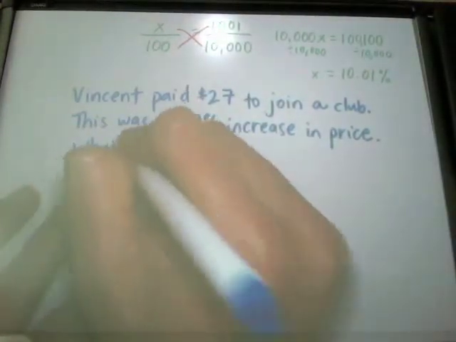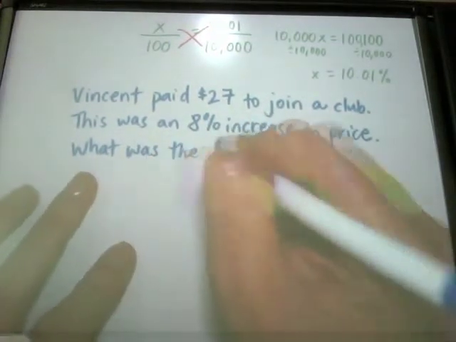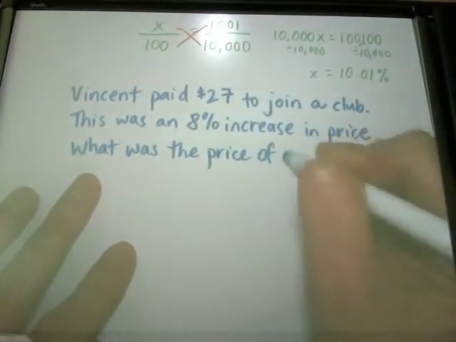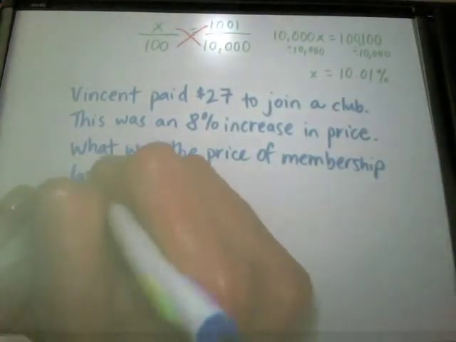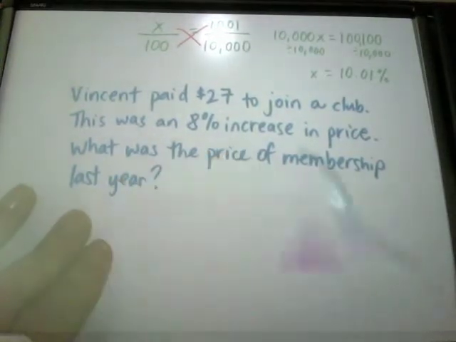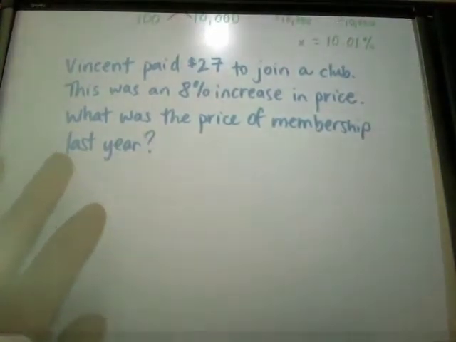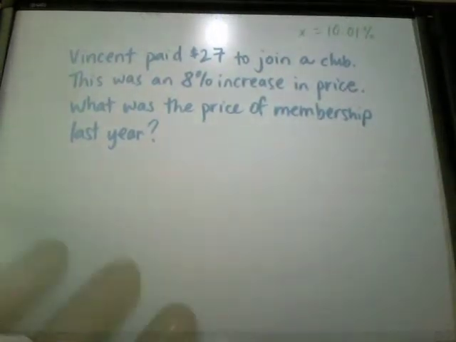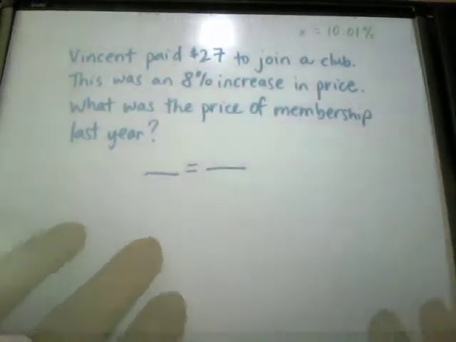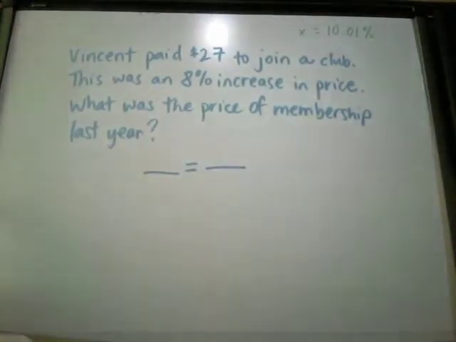What was the price of membership last year? So $27, this is an 8% increase from last year's price. What was that price from last year? Every time we're going to start by setting up a proportion that fits our formula. Now again, this is nothing new compared to what we did last year. So if you remember working with this formula, it's the same stuff.